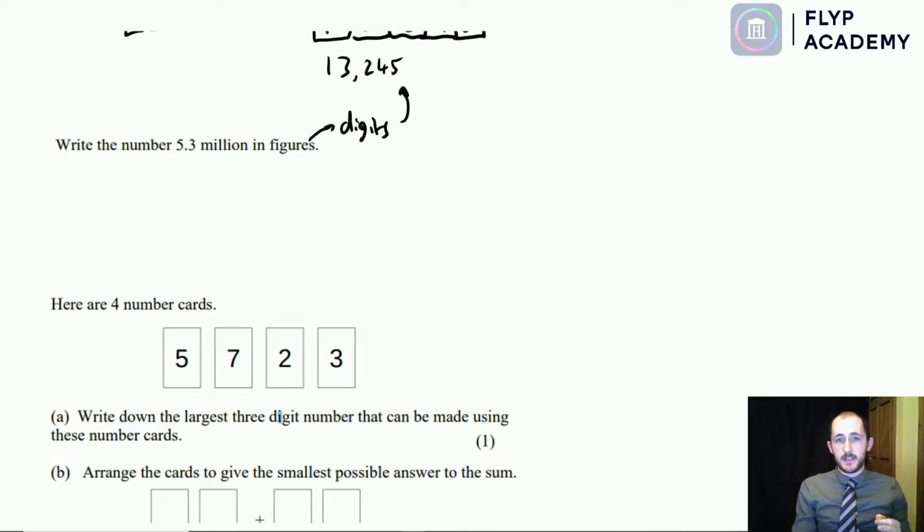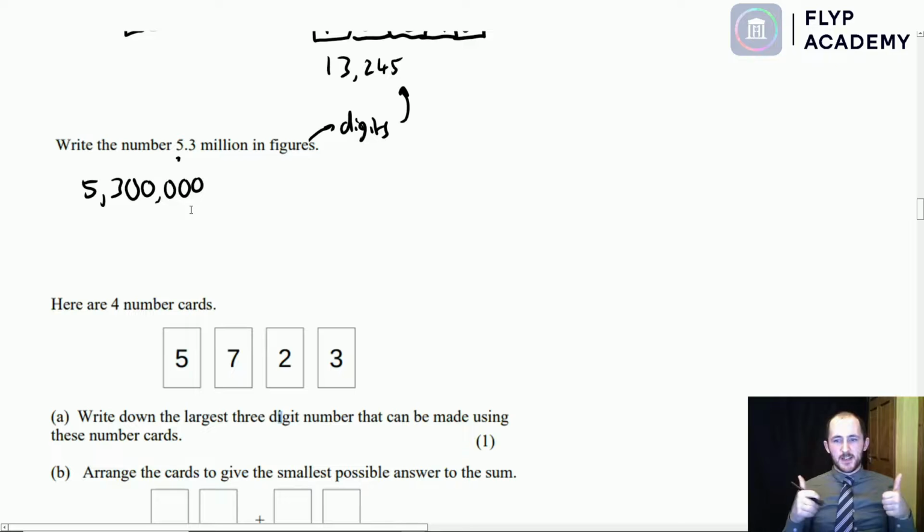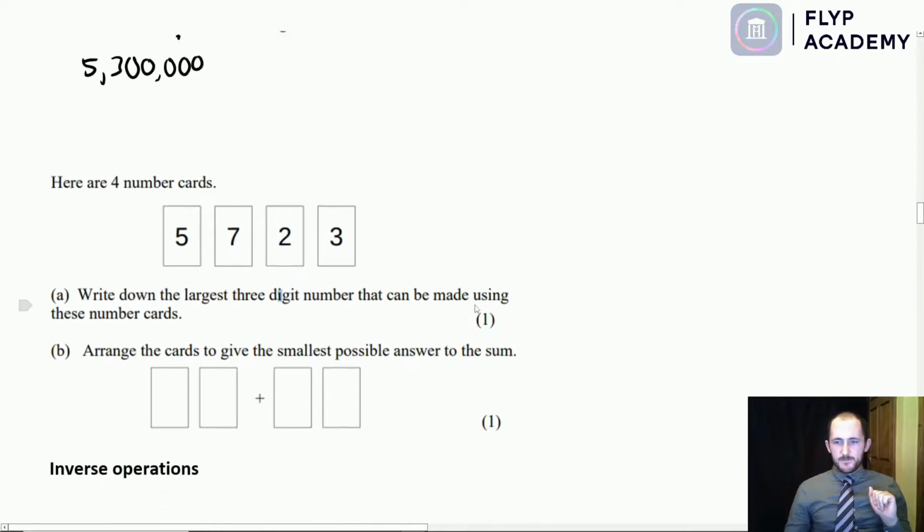So 5 million, now a millions number is going to have whatever this digit is, so a 5, and it's going to have 6 numbers after it. So 5.3, so I'm going to put the 3 here, and then I'm going to fill the rest with the zeros. Okay, so I said there should be 6 digits, so we've already used 1, so 1, 2, 3, 4, 5, 6. And we put commas every 3 digits. And that's it, 5.3 million in figures. Not too bad.